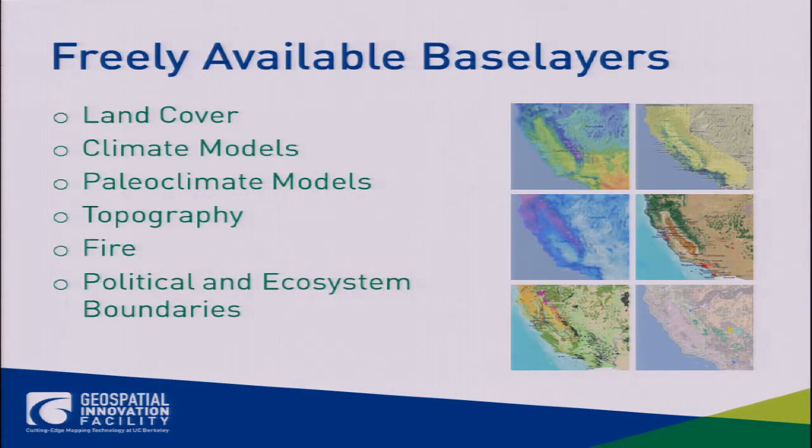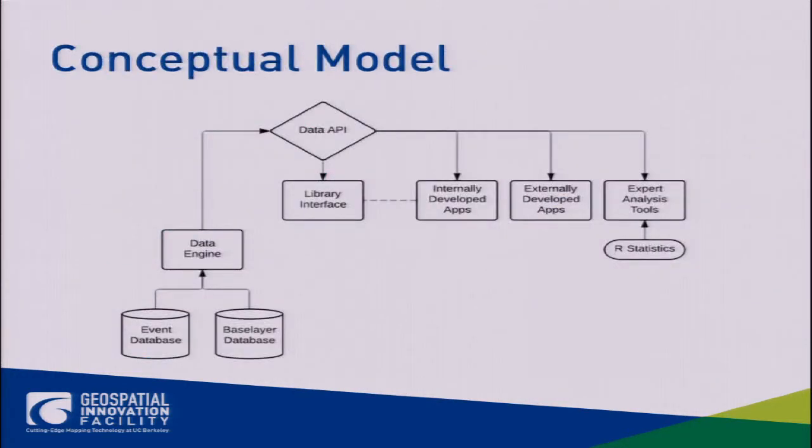Along with all of these kinds of information we have here on campus, there are many freely available base layers that come from places like USGS on land cover, climate models, et cetera. All of these types of information will be available in this same engine. So really the model we're going at here is that we have all this information in a database, much of which has existed in databases, but not in a single stop. And all of it will be available through this open API.